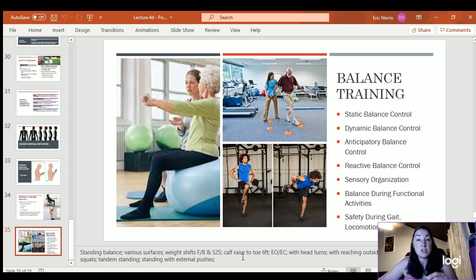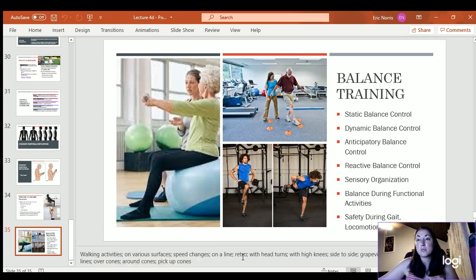Doing things with head turns laterally and vertically, so nodding yes or shaking the head no while walking or while standing still, is a great balance activity. Reaching outside of your base of support. Balloon hitting is great. My patients love it. They always have fun doing it, and it's slow enough that they can be successful, versus hitting a volleyball or something, which is typically way too fast. Lunges, squats, tandem standing, standing with external pushes or perturbations are all great ways of increasing your balance.